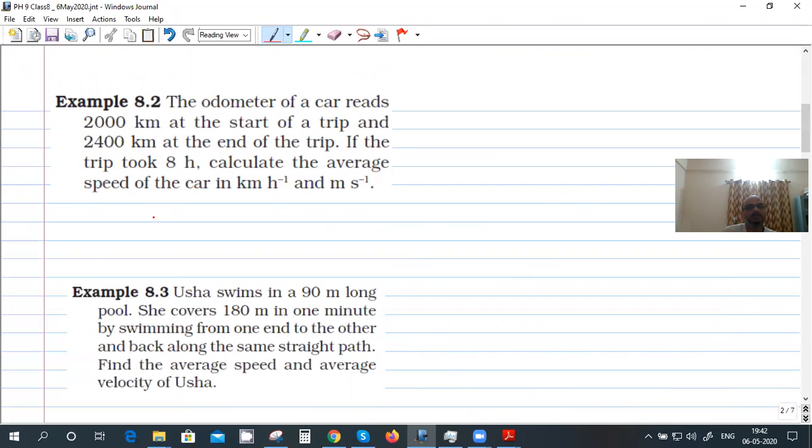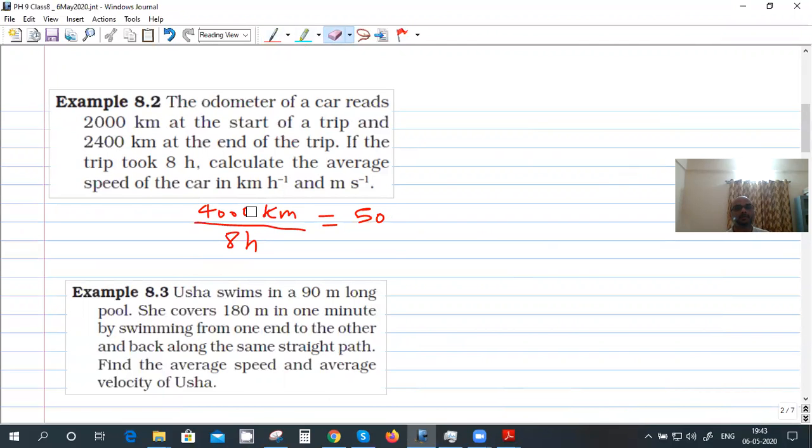Have you got the answer? Yes, sir. 50 kilometers per hour and 13 8 by 9 meters per second. Is this correct? 4,000 kilometers by 8 hours? Right, 400. That's what I was wondering, it's too high. So it's 50 kilometers per hour, right? Yeah, and 13 8 by 9 meters per second. So this is a reasonable speed, right? You travel in a vehicle. So yes.